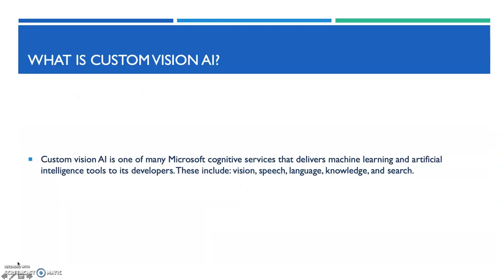So what is Custom Vision AI? Custom Vision AI is one of many Microsoft cognitive services that delivers machine learning and artificial intelligence tools to its developers. So these do include vision, speech, language, knowledge, and search. So these would be the smart services. In our case, we're doing vision.